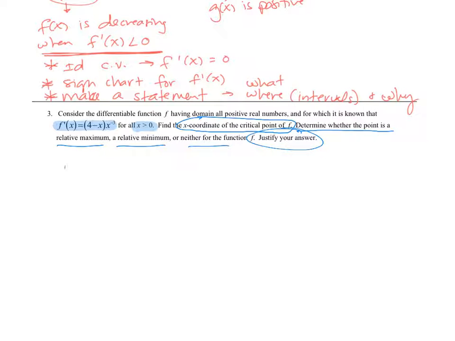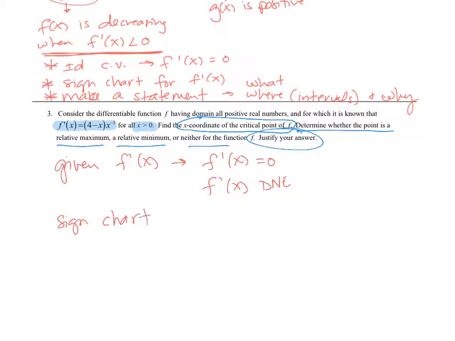Okay, again, I'm given f prime of x, and I need to determine when f prime of x equals 0, or when f prime of x does not exist. Okay, and then I need to create a sign chart. I feel like I'm on repeat here, right? Find the critical values when f prime of x equals 0, when f prime of x does not exist. Create a sign chart for f prime of x, okay? And then you need to classify that critical value.